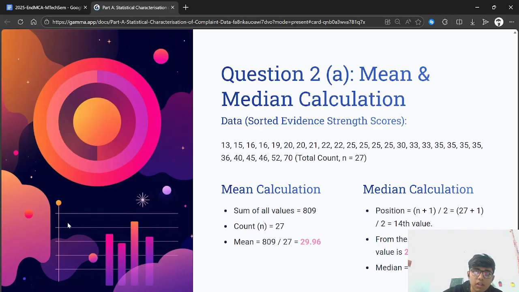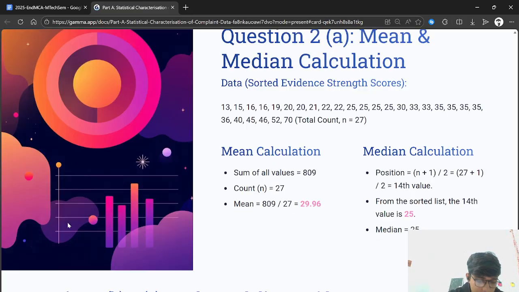Now let's talk about question number two, where we need to compute the mean and median calculations. Here we have the mean calculation, that is, we need to compute the sum of the values and divide this by the count of the values. Similarly, for the median calculation, since the given count is odd, we need to choose the position of (n plus 1) over 2, that is the 27 plus 1 over 2, that is the 14th value, and the 14th value in this sorted list is 25. So that would be the median.